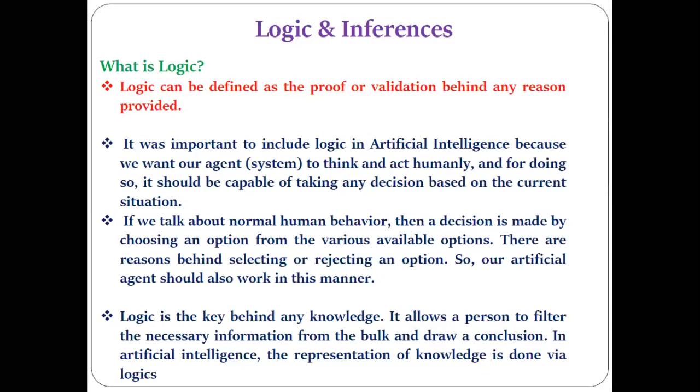But in order to represent that knowledge which you have, there is a necessity of some logic. Yes or no? Yes, sir. To represent that knowledge you need some kind of logic. When you represent that knowledge using some logic, that is nothing but some kind of decision you have made from the knowledge you have. Now we expect that kind of thing from the artificial agent also.